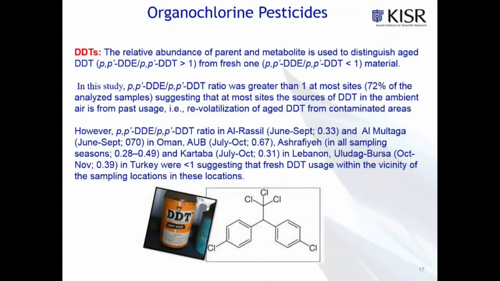However, the ratio of para DDT in Al Rasil and Mulaga in Oman, in the American University of Beirut, and other sites was 0.67, 0.2 to 0.49. Also in Lebanon, also in Turkey, they were below one, suggesting fresh DDT usage within the vicinity of the sample locations.